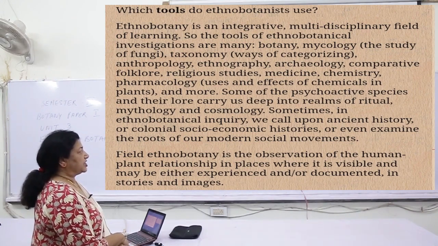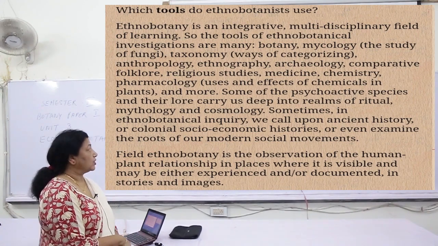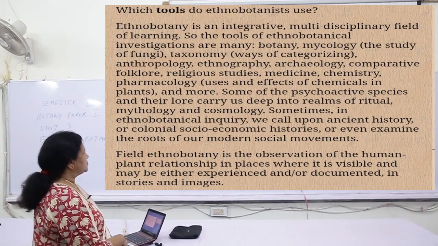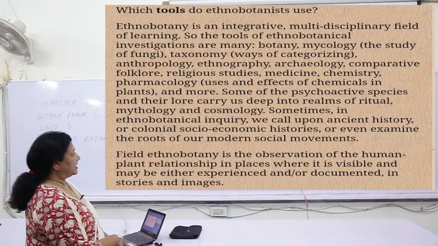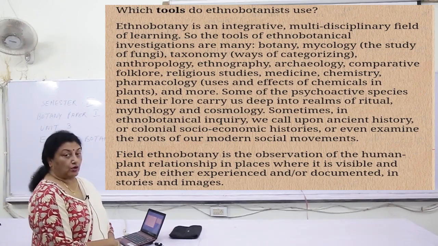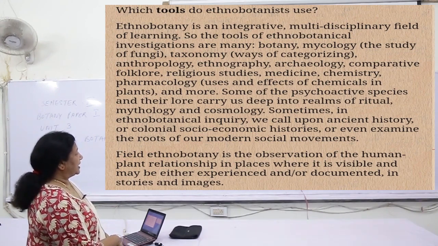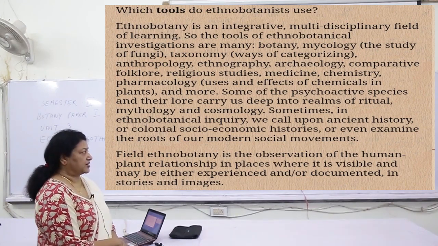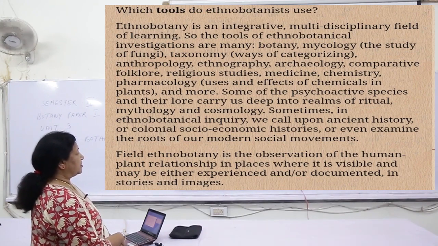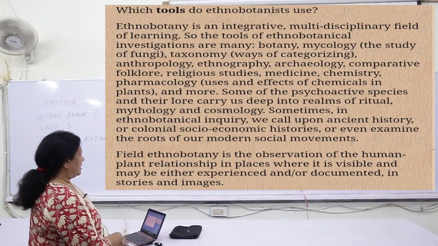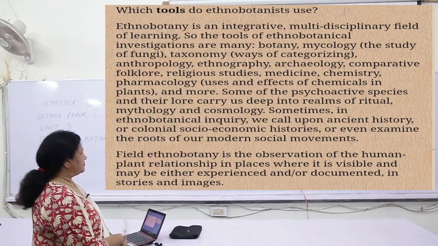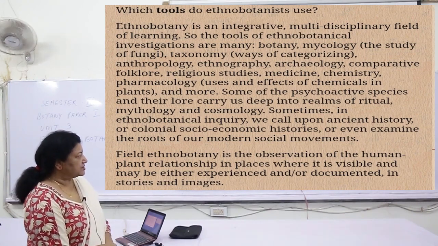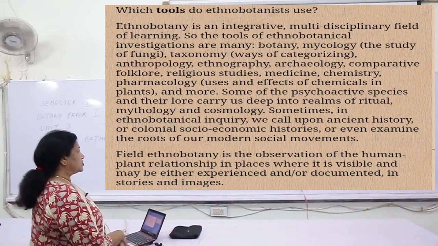So, all these topics that I am mentioning will combine together to give a comprehensive effect, and that is ethnobotany. Some of the psychoactive species and their lore carry us deep into the realms of rituals, mythology, and cosmology. Sometimes in ethnobotanical inquiry, we call upon ancient history or colonial socio-economic histories, or even examine the roots of our modern social movements. Field ethnobotany is the observation of human-plant relationship in places where it is visible and may be either experienced and/or documented in stories and images.